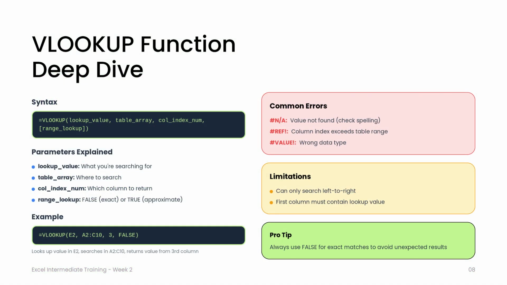VLOOKUP. VLOOKUP is one of the most widely used functions in Excel. It searches for a value vertically in the first column of a table and returns information from another column. Always use false for an exact match. Common issues include #N/A when a value is missing or #REF when your column index is incorrect. Remember, VLOOKUP only works left to right.